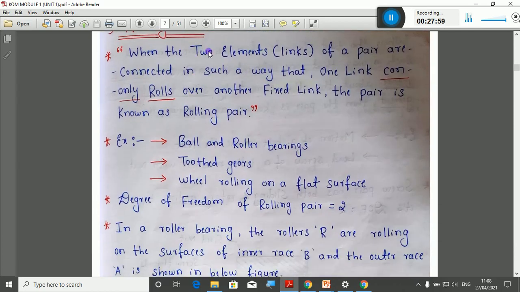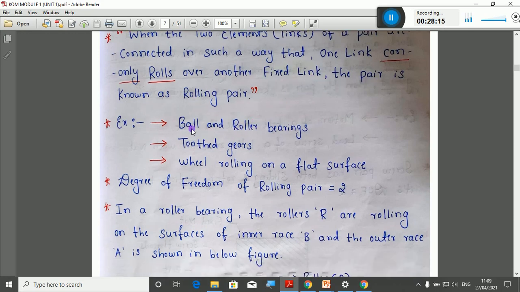It means when the two links or two kinematic elements of a pair are connected in such a way that one link can only roll over another fixed link, the pair is known as a rolling pair. Examples: ball bearing, roller bearings, the gear tooth, and the wheel rolling on a flat surface. Since it is having a combination of a linear motion as well as a turning motion, I can call the degrees of freedom as 2.